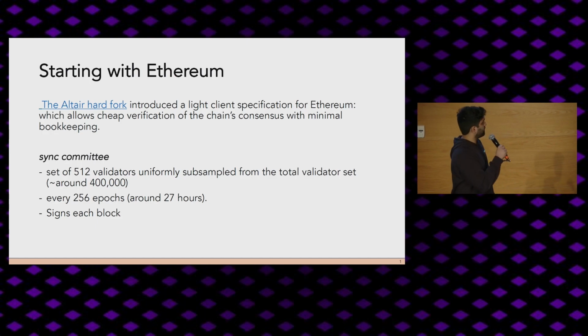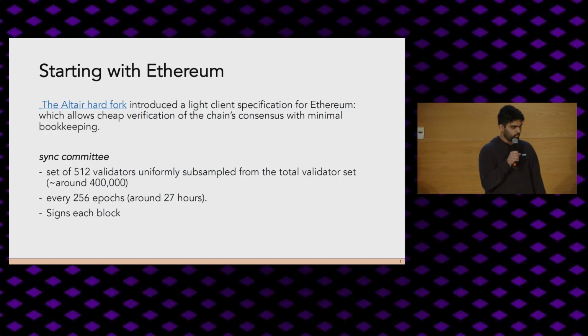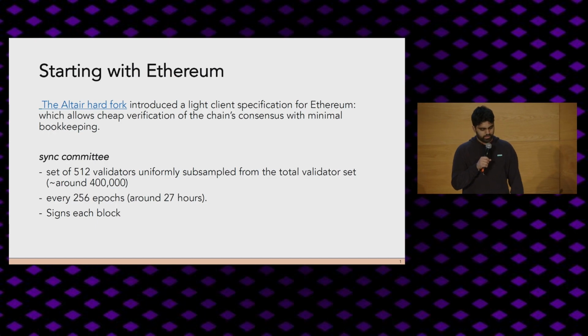I'll give a brief overview of what the consensus protocol for ETH looks like and what we're trying to actually prove. The Altair hard fork introduced the light client specification, which allows cheap verification of the chain's consensus with minimal bookkeeping. What that means is you have a sync committee of 512 validators that are uniformly subsampled from the entire set of validators, which is around 400,000.